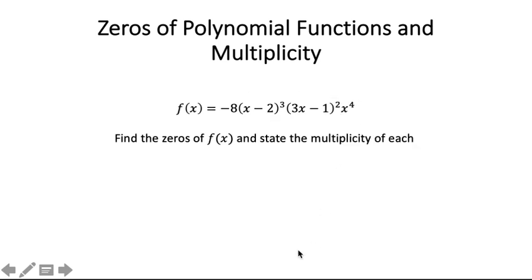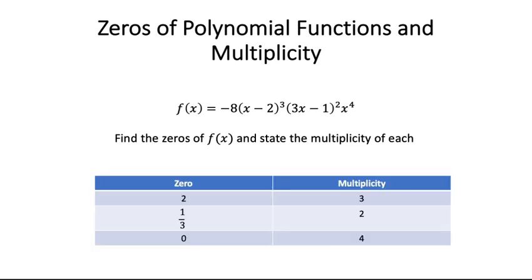Okay, you try this next one. Find the zeros and state the multiplicity of each of those zeros. I put my answers in a chart. So the zeros are 2, positive 1/3, and 0. And the multiplicity of each of those is 3 for the zero at 2, 2 for the zero at 1/3, that's the power here, and for the zero at 0, the multiplicity is 4.